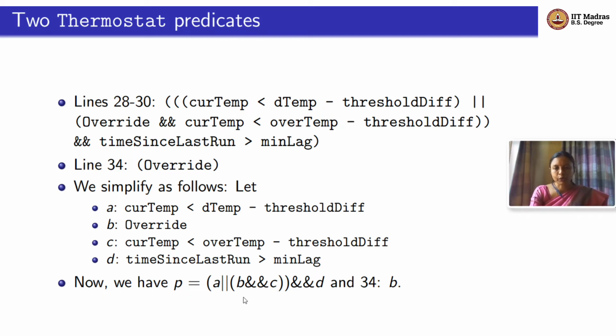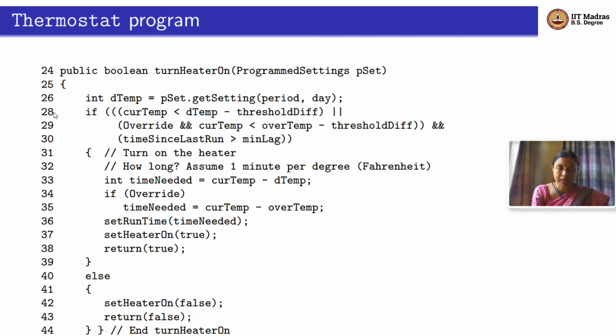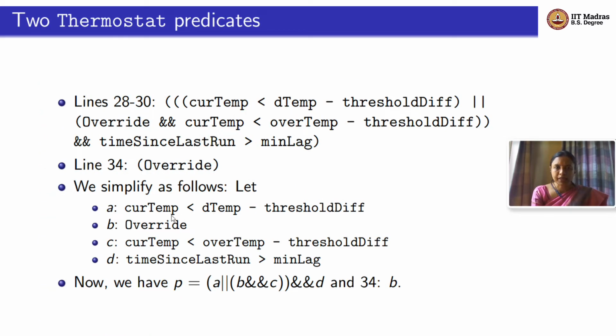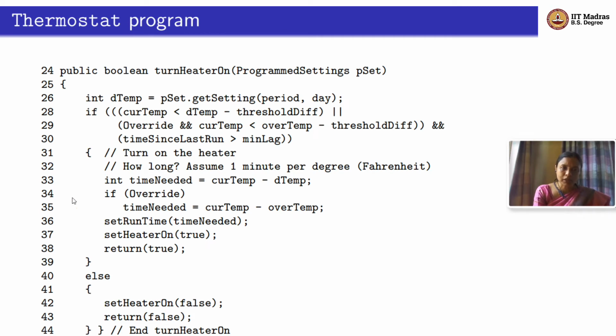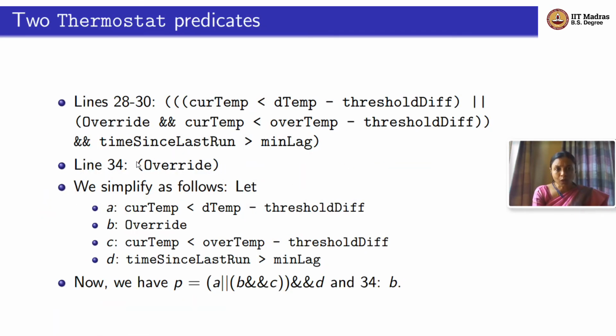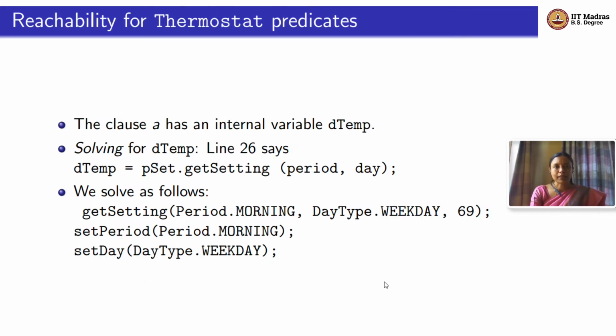So this program has two predicates. The first one, which we are now calling predicate P, occurs in lines 28, 29, and 30. It has four clauses A, B, C, and D, and the predicate is A or B and C and D. The program also has a second decision statement here at line 34, which we now call B because it is just override. So that's line number 34, predicate B. Is this clear? We want to apply logic-based coverage criteria to these two predicates.